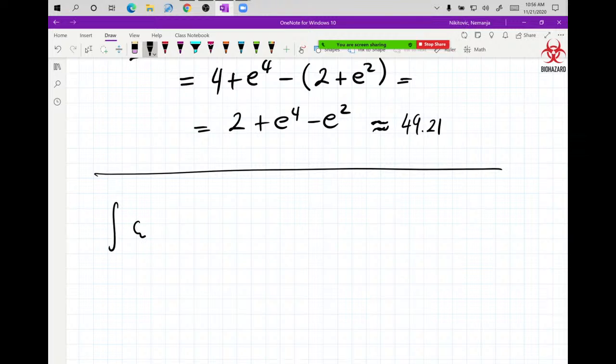Integral of cosine x dx from pi over 6 to pi over 3.